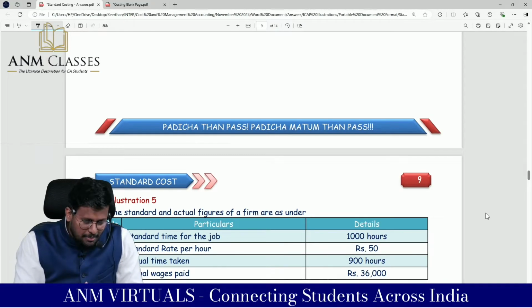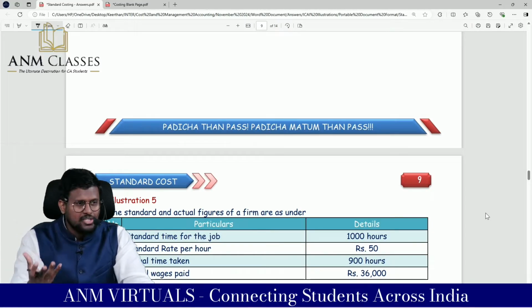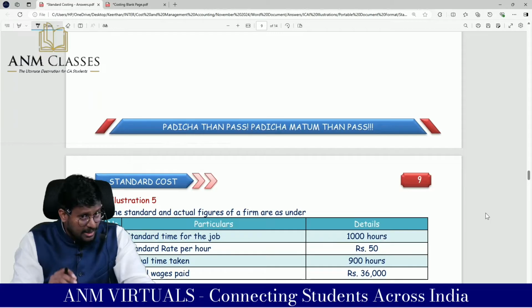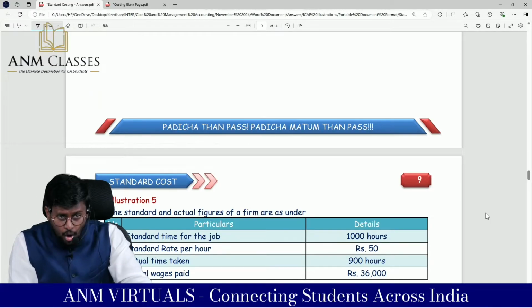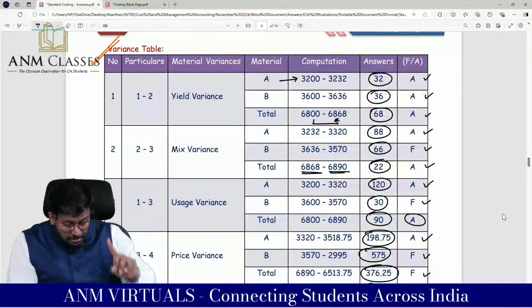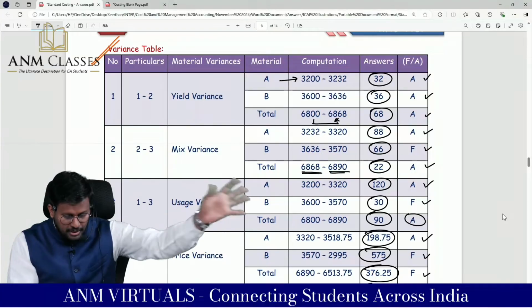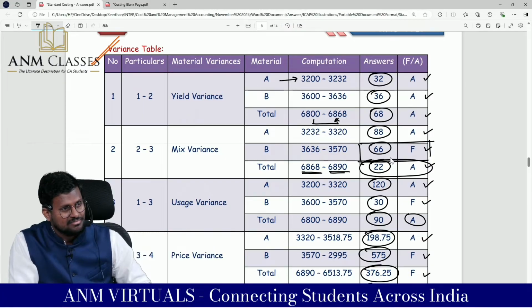This is the maximum, because like this only ICAI has written the answer. So in the examination paper also the answer will be like this. And one more thing, my dear lovable students, since the new syllabus is MCQ, they will be asking what is the material mix variance of raw material B. That means you have to write 66 favorable, and they will be giving 22 adverse also. You will find out 22 adverse. Then you will get a 4-month extension.